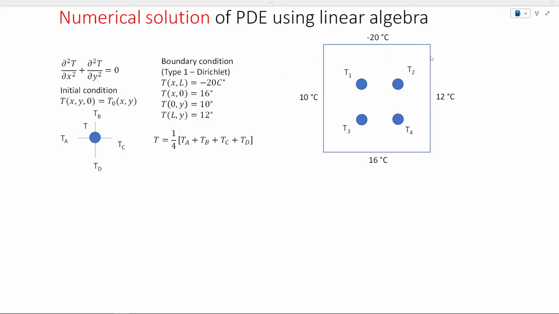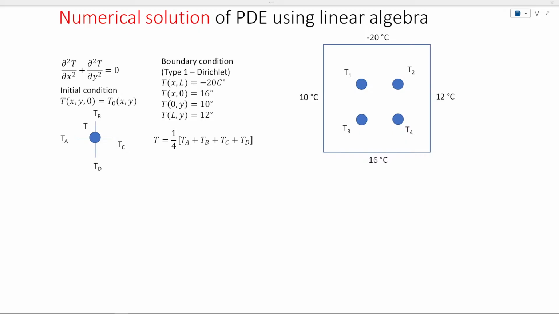At this boundary, for example, I have negative 20. At this boundary, I have 16. At this boundary here, I have 10. And this boundary here, I have 12. So can I solve this system numerically? Yes, you can set it up for each of these cells. You have 4 cells here, and for each cell you can ask what the temperature is here.